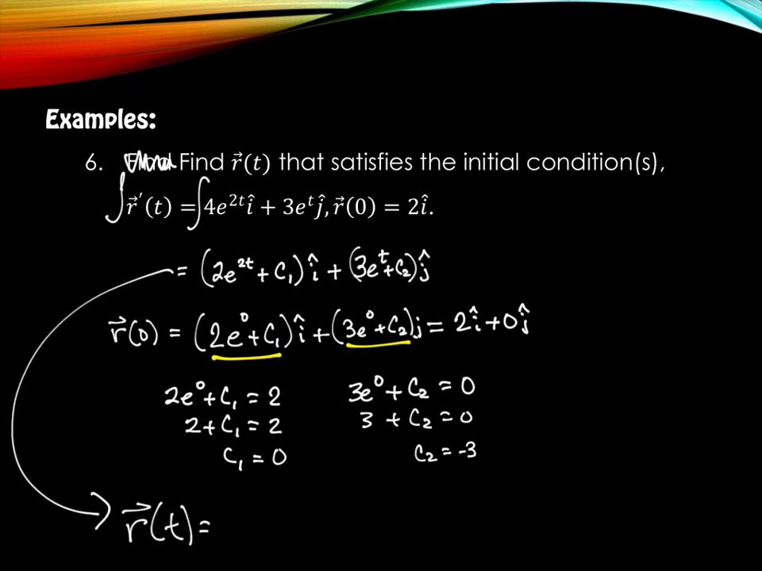So our vector that we were looking for, we'll come back down here, r of t with its initial condition utilized, is actually 2e to the 2t i, because it's plus 0, and then 3e to the t minus 3 j. What do you think? This should feel just like what we've done before, just 2 or 3 at a time, right?